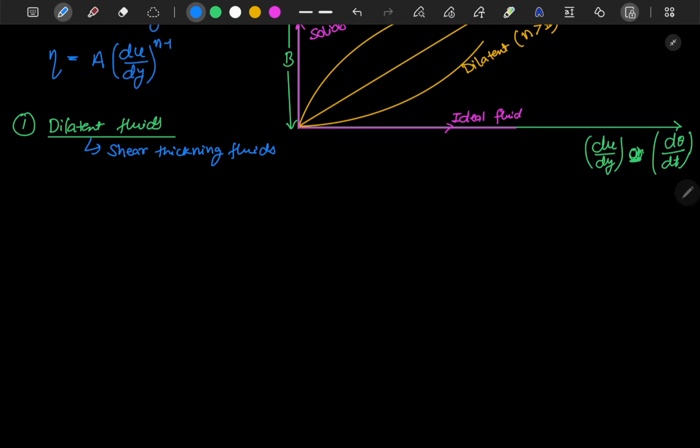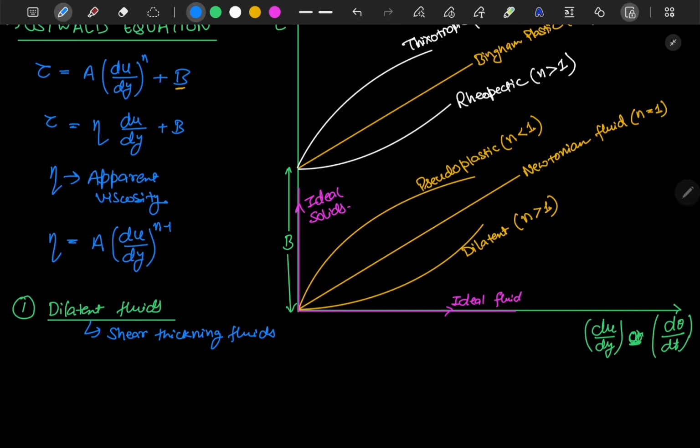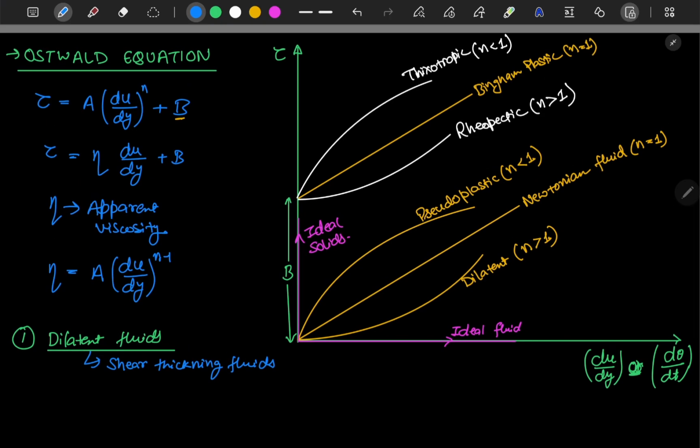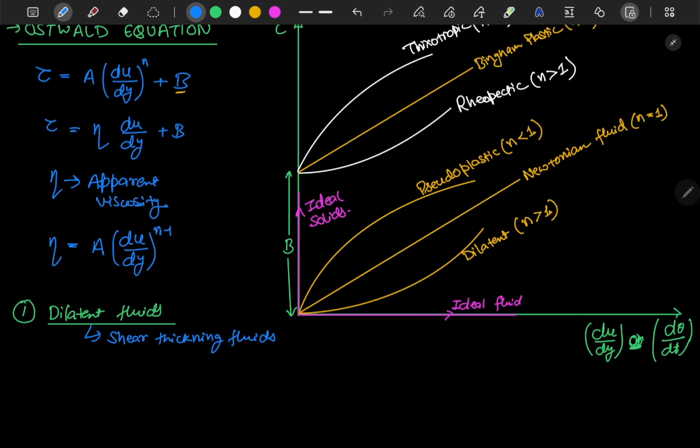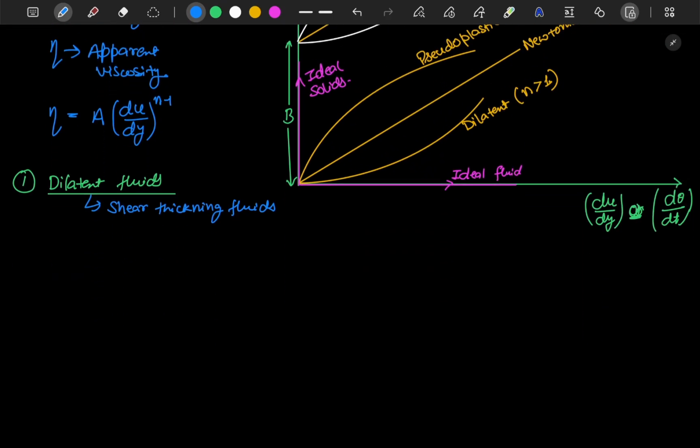What does shear thickening mean? It means that if we see this equation, as we increase the strain rate, and since for dilatant your n is greater than 1, this value will be positive, so if we increase the strain, your apparent viscosity increases. So your fluid is thickening with respect to strain. The larger the strain, the higher the thickness of the fluid.